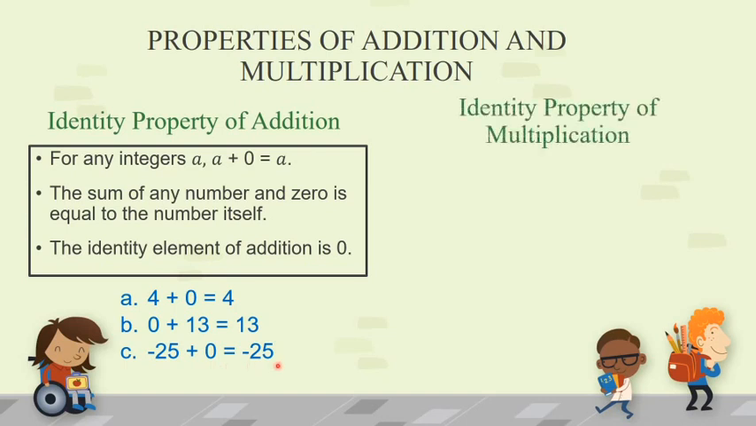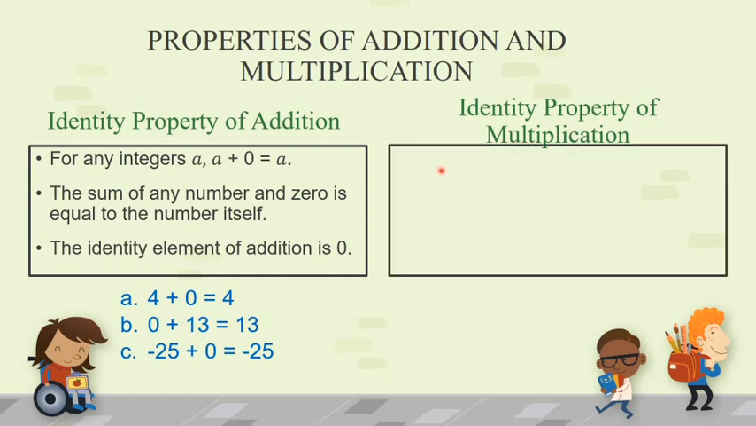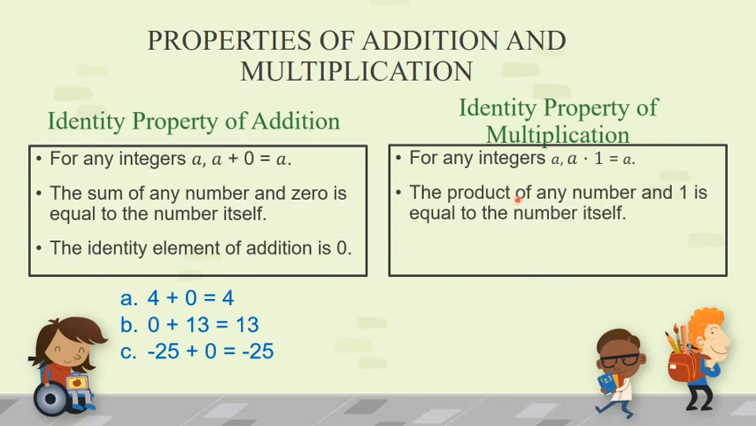Now, we also have the identity property of multiplication. So, in symbol, for any integer a, we have a times 1 is equal to a. So, it means that the product of any number and 1 is equal to the number itself. And we have the identity element of multiplication, which is 1.